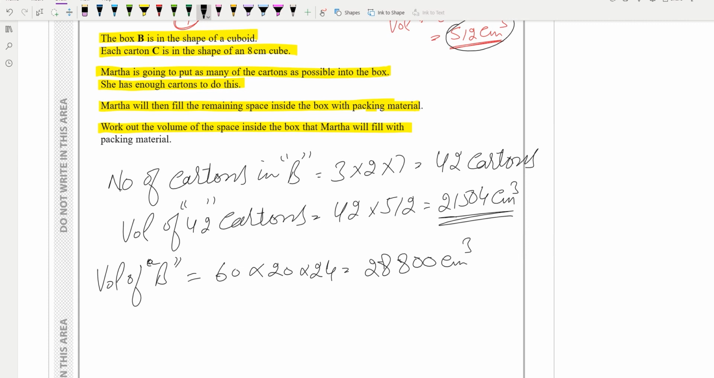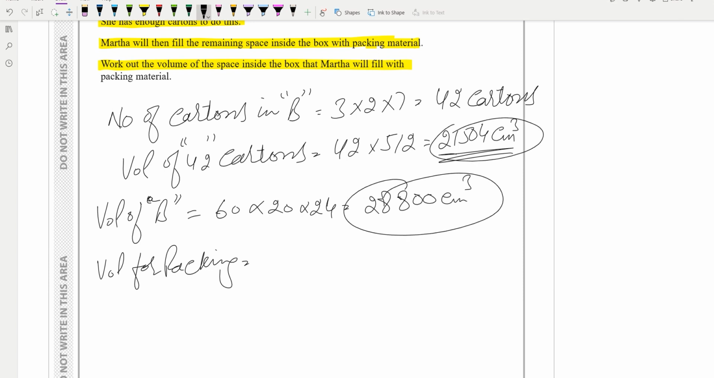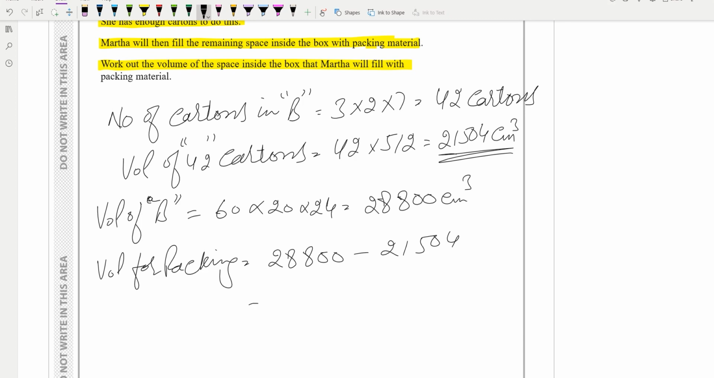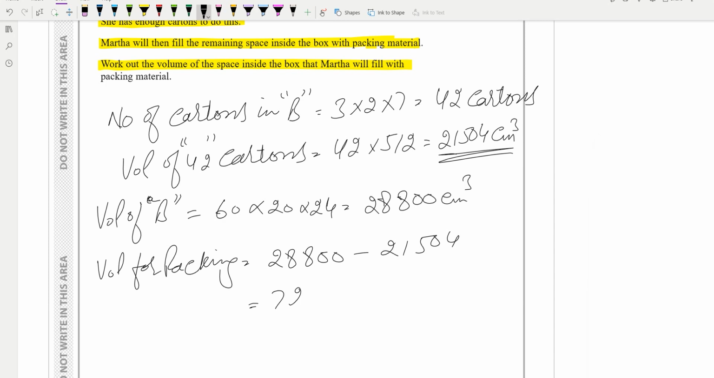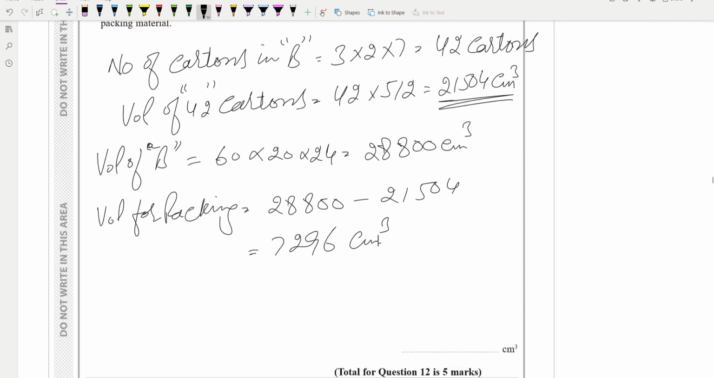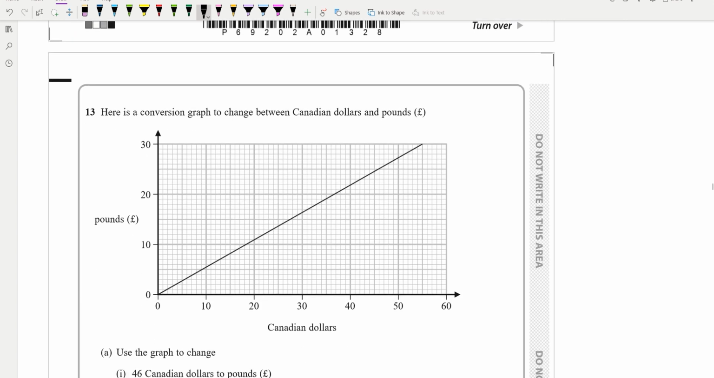So now the volume for packing will be equal to this total volume minus this volume, which is of the cartons. So 28800 minus 21504 is equal to 7296 centimeter cube. This will be the volume, and 7296 is our answer. And this was 5 marks, a little tricky question. Hopefully you understood this. Now the next question is question number 13.